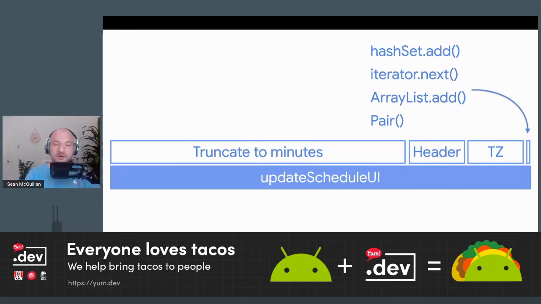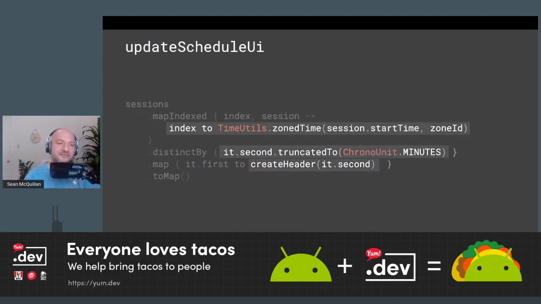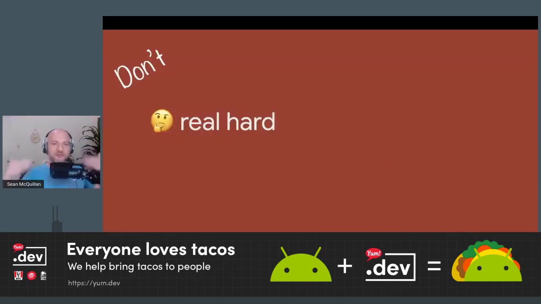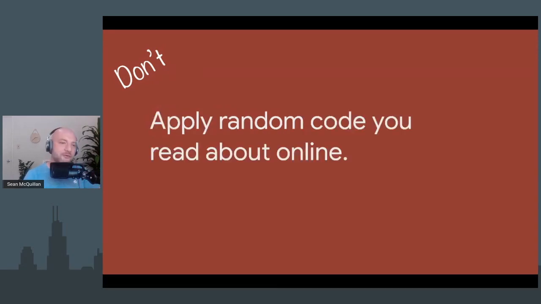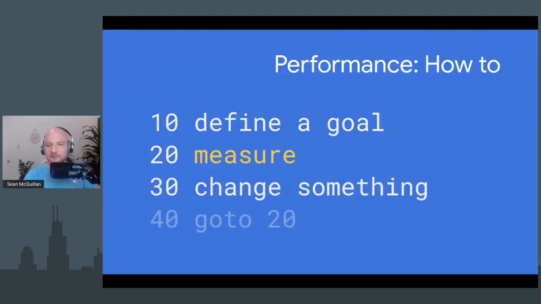So the majority of the work is actually the work inside of this map, distinct by, and map. This is something where I really want to go back to one of those don'ts at the beginning and say, don't think really hard. Don't look at some code and say, I have some ideas about how this programming language works, or how the CPU and so forth work. Instead, go get measurements and figure out what your application is actually doing using the profiler. And also, don't apply random code you read about online. It may or may not actually make your app faster, but it will definitely make your code more complicated.